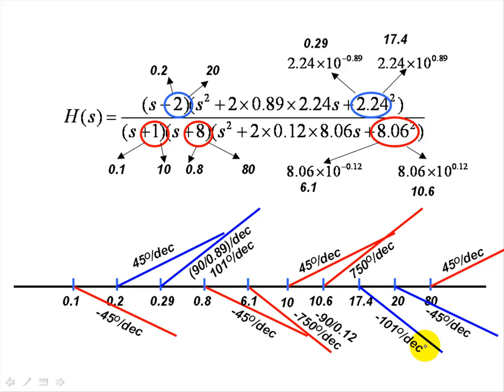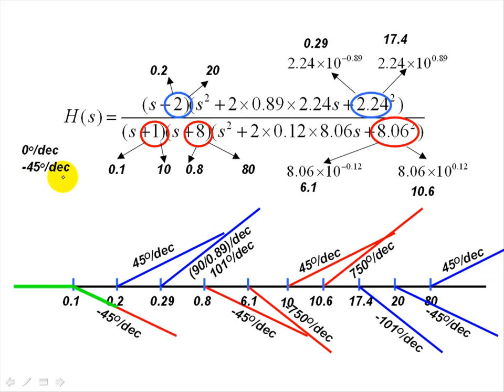We are ready to get the plot going. We enter it with a slope of 0 degrees per decade up to 0.1 radians per second. There, we descend at this rate, negative 45 degrees per decade, but only to 0.2 radians per second, where this positive 45 degrees per decade slope cancels out the descending one we were following, and the curve becomes horizontal, until, at 0.29, we had 101 degrees per decade.